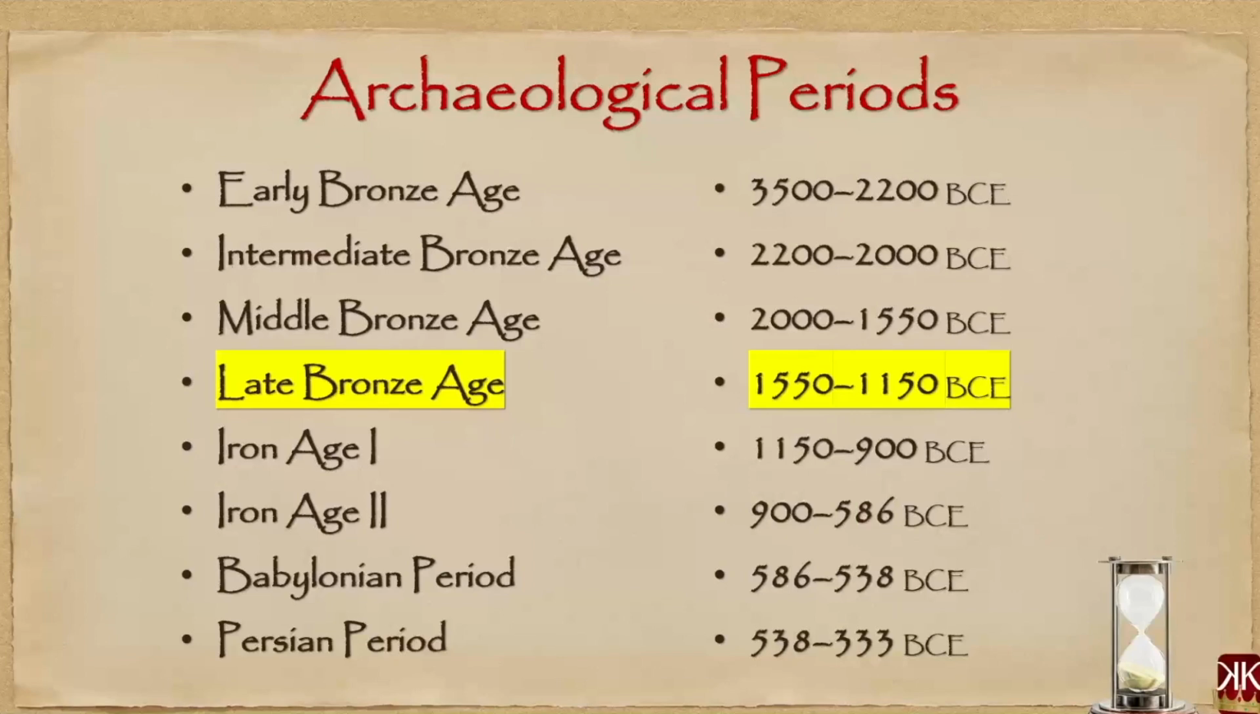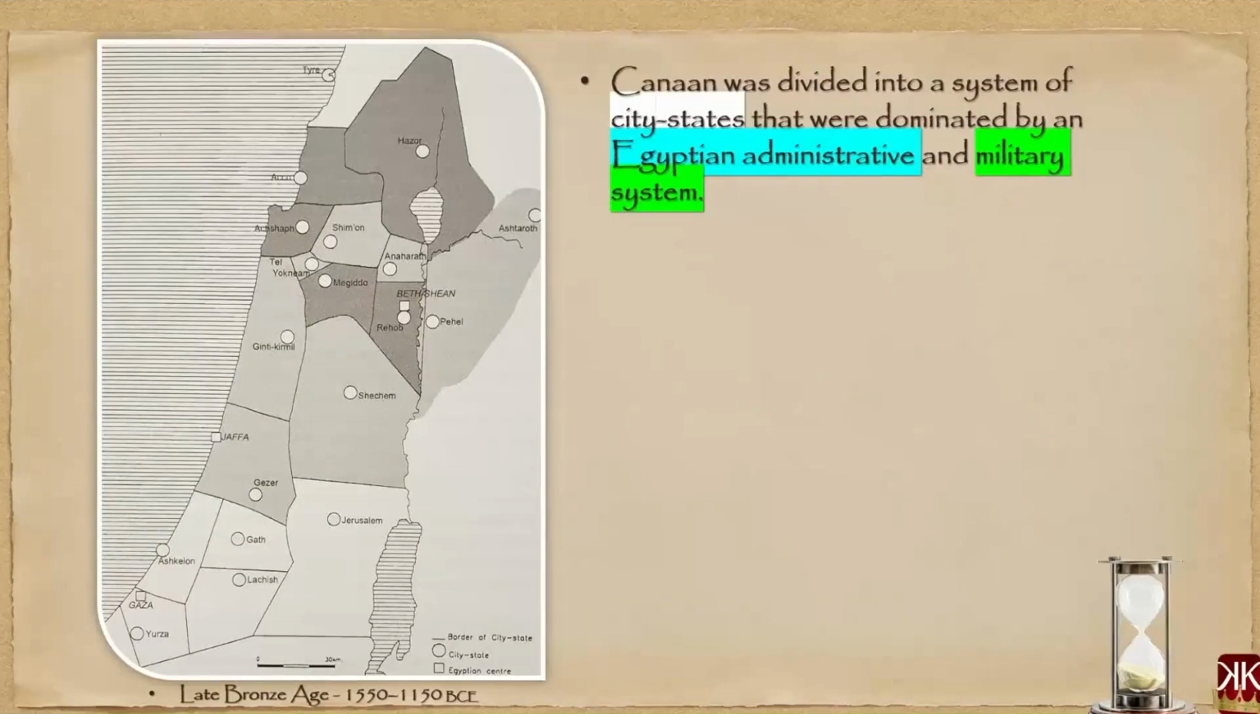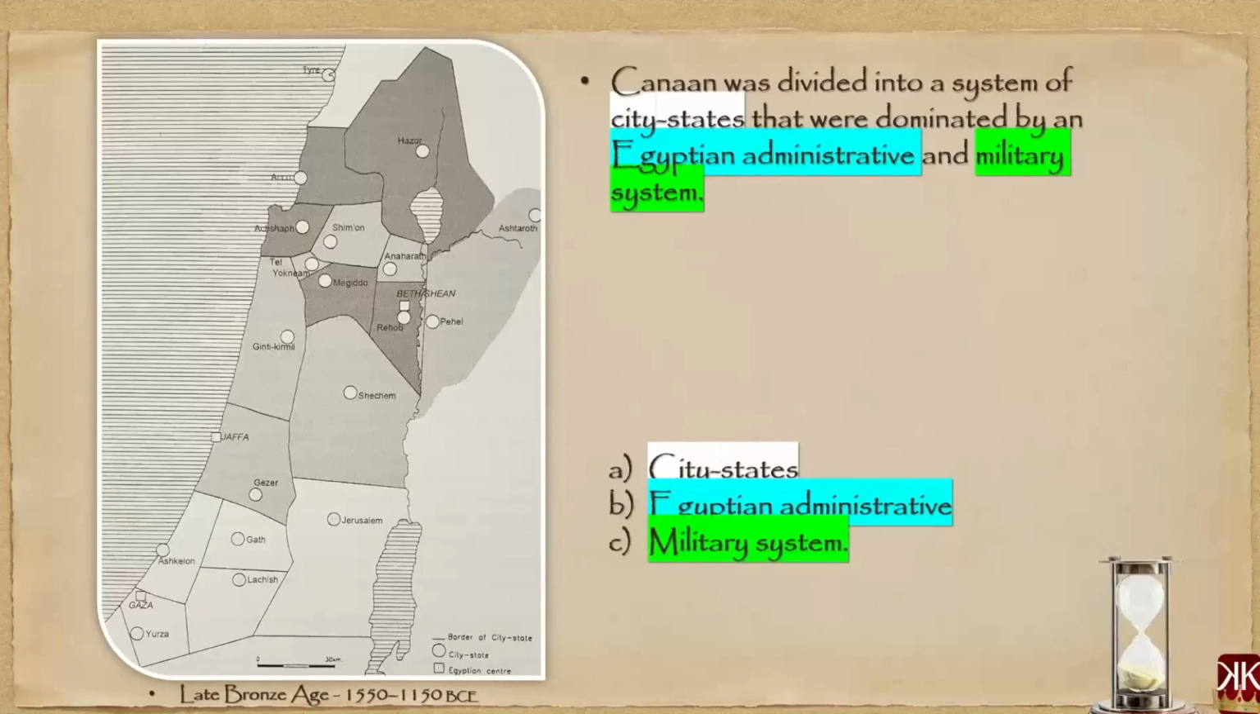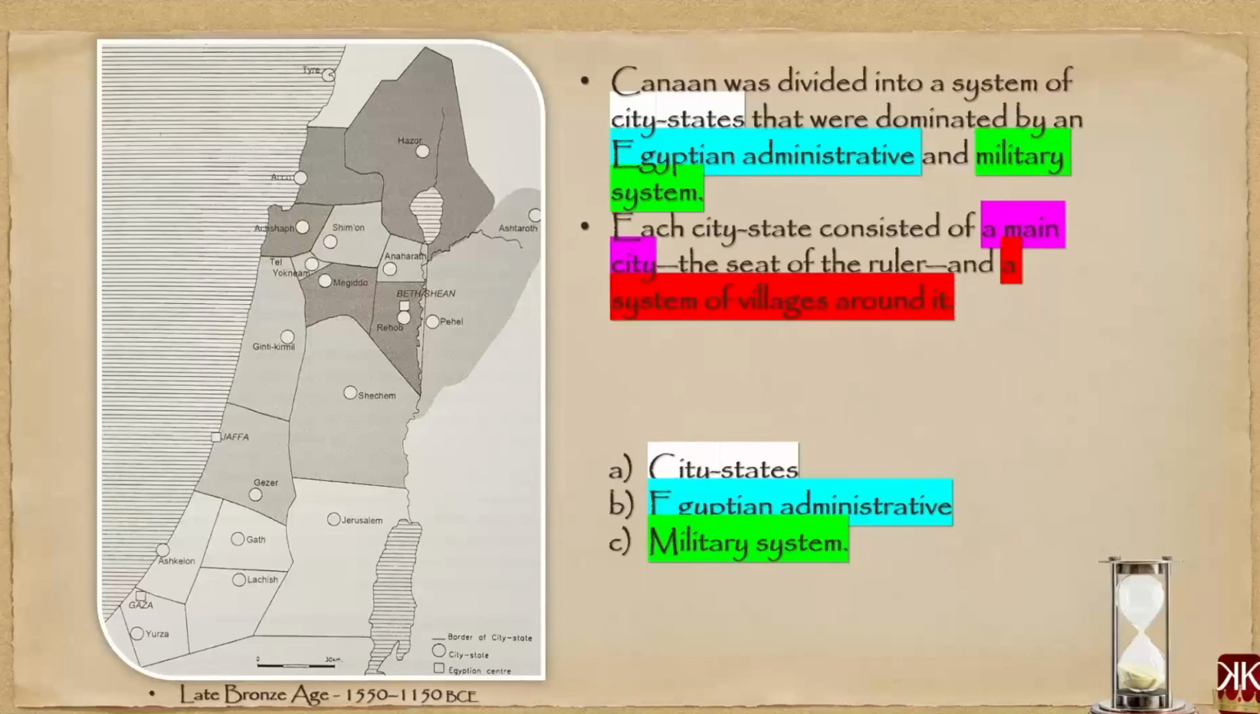What do we know about Canaan before Israel? Canaan of the Late Bronze Age, I'll call Late Bronze II, was divided territorially into a system of city-states that were dominated by an Egyptian administrative and military system. Each city-state consisted of a main city, which was the seat of the ruler, and a system of villages around it.